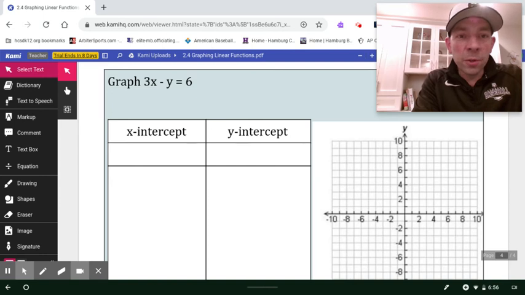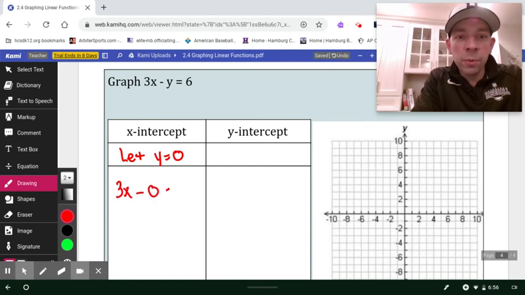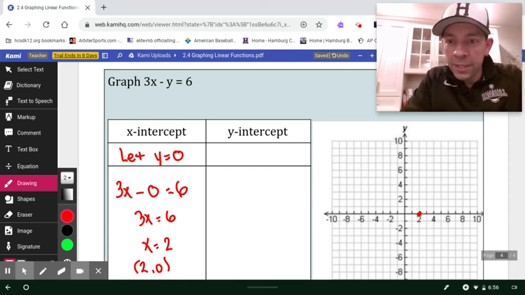So what I'm going to do is remind myself that if I want the x-intercept, I'm going to let y equal 0. So now I've got 3x minus 0 equals 6. 3x equals 6, or in other words, x equals 2. So 2 comma 0 is a point that the graph has to pass through right there.